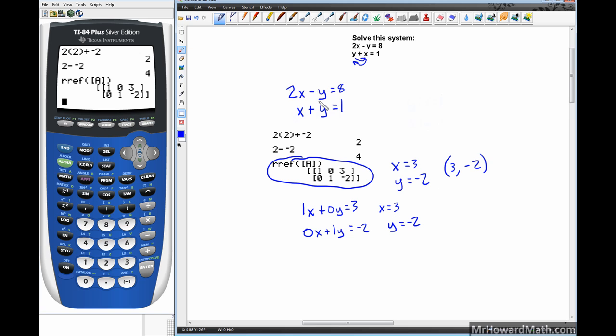Now we can check it. So we're going to substitute a 3 in for x and a negative 2 in for y. So this first equation right here would be 2 times our x is 3, so 2 times 3, minus, and our y is negative 2, so minus a negative 2, which is the same thing as adding, and that should be 8. And it is, so we know we did it right. We can also use this equation and check it again. That's fine to do. So we have x is 3 plus y is equal to negative 2, so plus a negative is the same thing as subtracting, and that should be 1. And it is, so we know that we did it correctly.